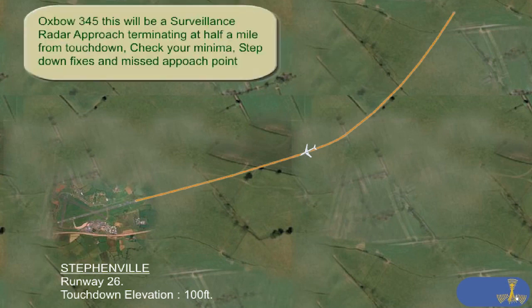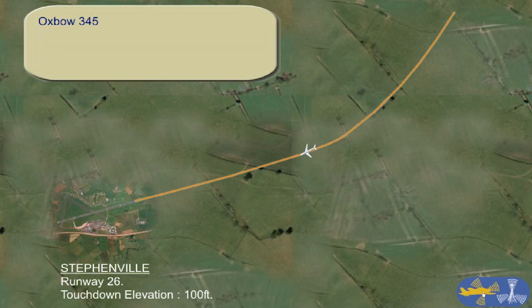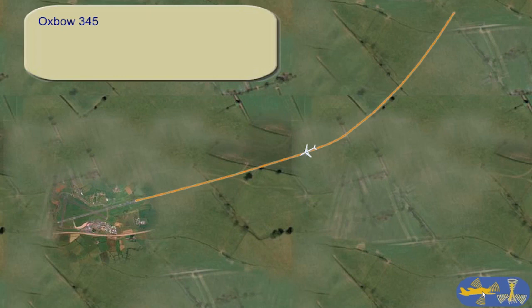Oxbow 345, this will be a surveillance radar approach terminating at half a mile from touchdown. Check your minima, step down fixes and missed approach point. Oxbow 345. Oxbow 345, turn right heading 265 for final approach. Right, heading 265, Oxbow 345.